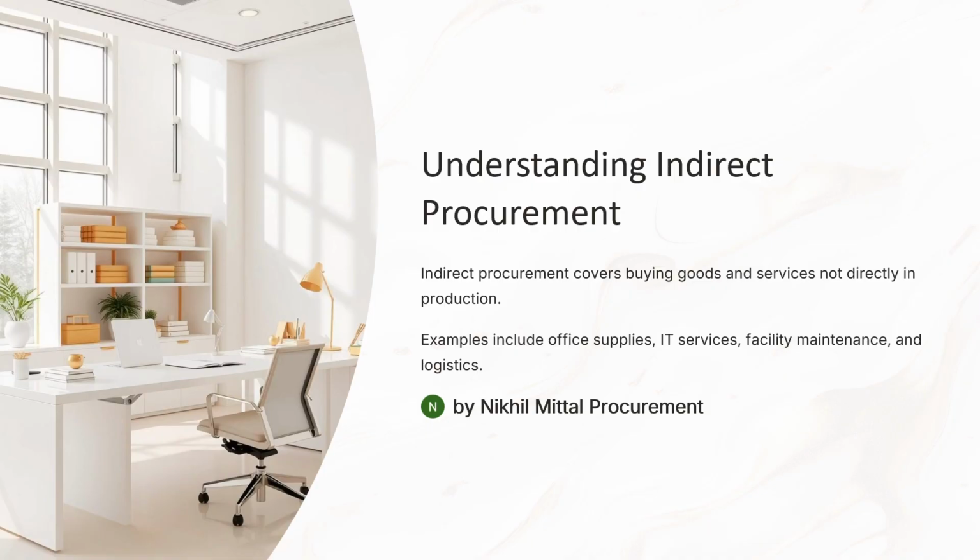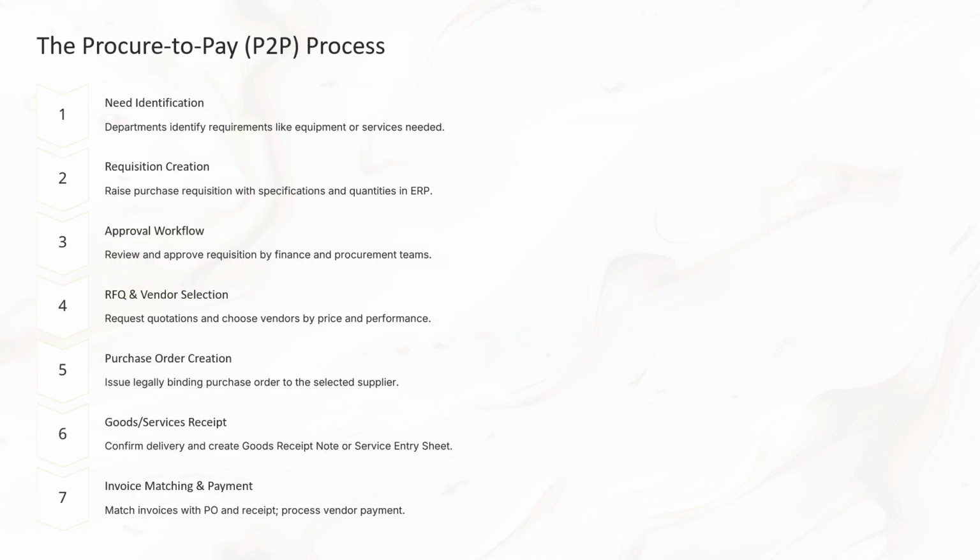Thus, it is the backbone of any organization for the streamlined, successful, and smooth running of the organization. So we will see what the P2P process is. The procure-to-pay process begins with need identification. A department identifies a requirement for equipment or a service needed. For example, if the human resource department has a requirement for air conditioning, then they will recognize the need. This air conditioning is required for this particular area. Then the need has been recognized by the user.